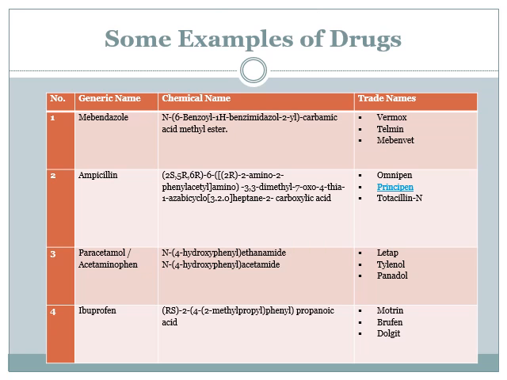So we've given you an example. Mebendazole is a generic name. We take mebendazole a lot. It's for worms. We use it against worms. So this is the chemical name: N6 benzoyl 1H benzimidazole 2YL carbamic acid methyl ester. This is a chemical name.